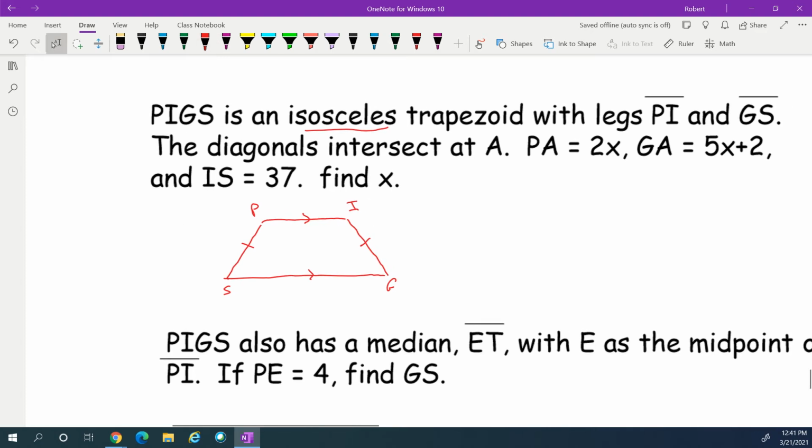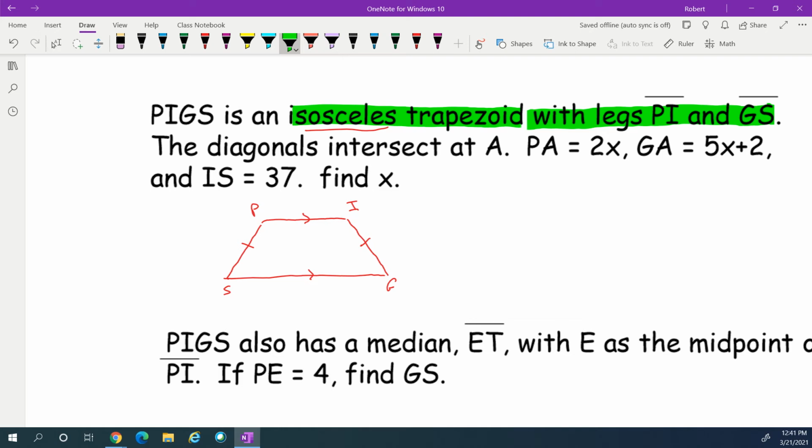If we read the question carefully, and this is really, really important, isosceles trapezoid with legs, P-I-N-G-S. If we look at the picture that I just drew, P-I is not a leg. P-I is a base. G-S is not a leg. G-S is a base. So my picture is not correct.